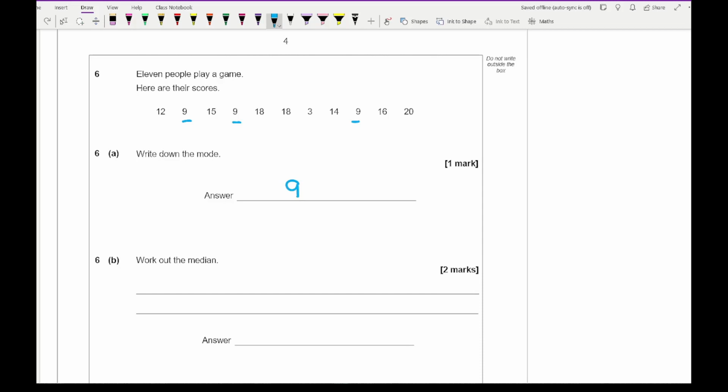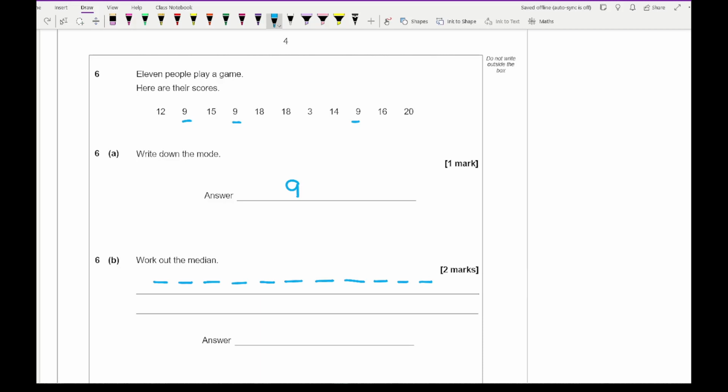Well, to work out the median, the first thing we need to do is order the numbers. Now we've got 11 numbers, so 1, 2, 3, 4, 5, 6, 7, 8, 9, 10, 11. And what I need to do now is order the numbers. Now I'm not playing hangman, it's just a way so that I don't miss out any numbers.